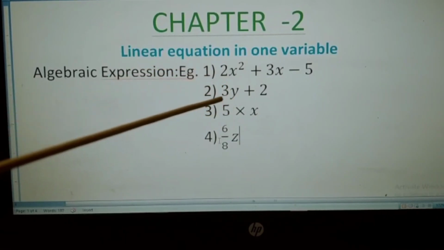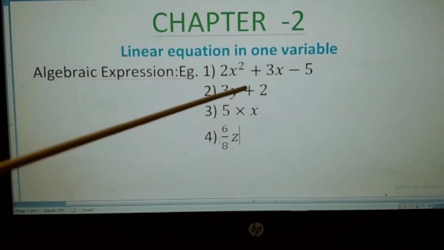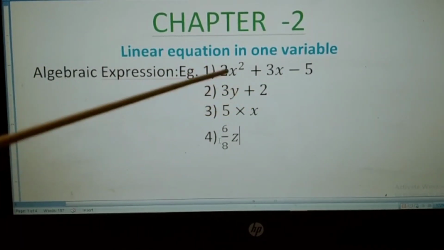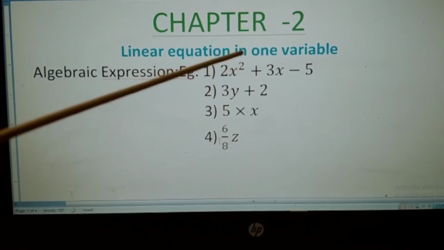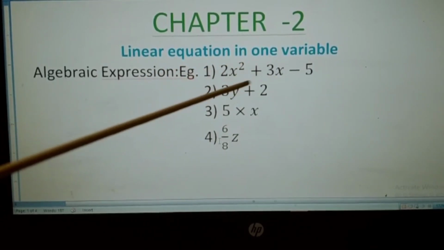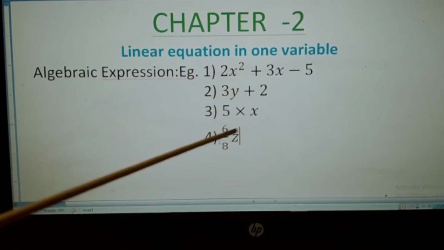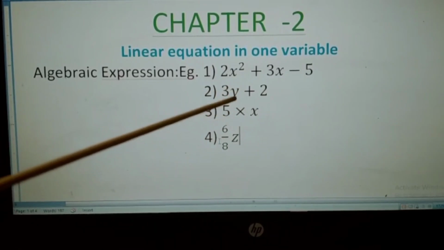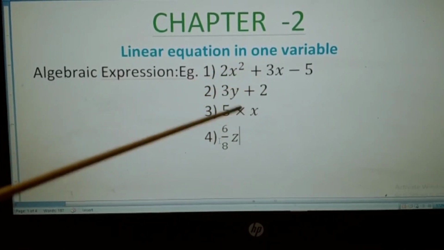Why is it called variables? Because they can take any values. That is, here x can take -1, -3, otherwise 1 by 2. Y also can take any values like this, and z also can take values like this. So, these alphabets are called variables.